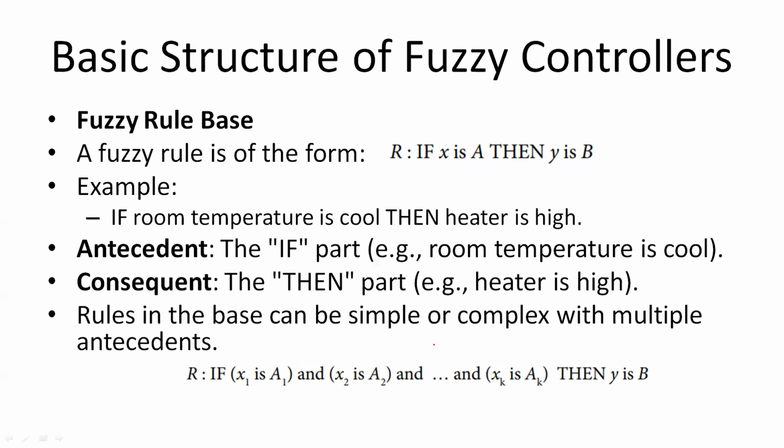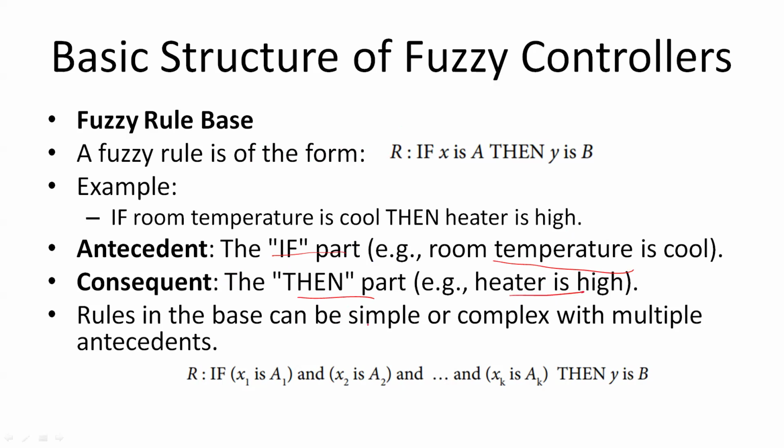Now, the antecedent part is the if part that we already know. The if part is the antecedent and the consequent is what comes after the then part. For example, the room temperature is cool is the antecedent and the heater is high is the consequent.